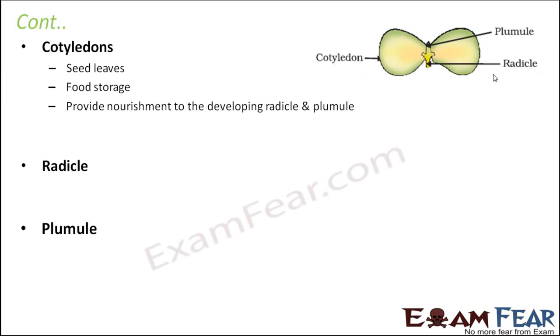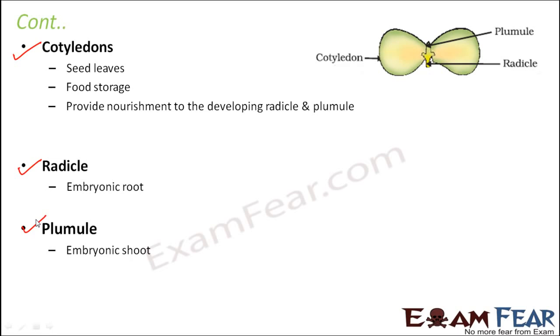It provides nourishment to the developing radicle and plumule, because for the radicle to become a big root system and the plumule to become a big shoot system, they need a lot of energy. That energy comes from food, and that food is provided by the cotyledons. So radicle is nothing but the embryonic root which later grows into a root. Plumule is nothing but the embryonic shoot which later grows into the shoot system. So these are the different parts of a dicotyledonous seed, right?